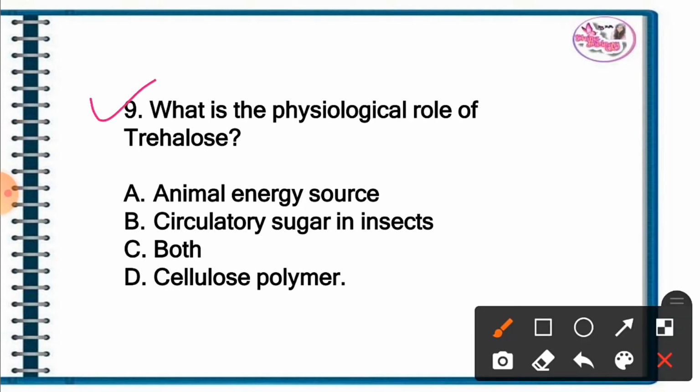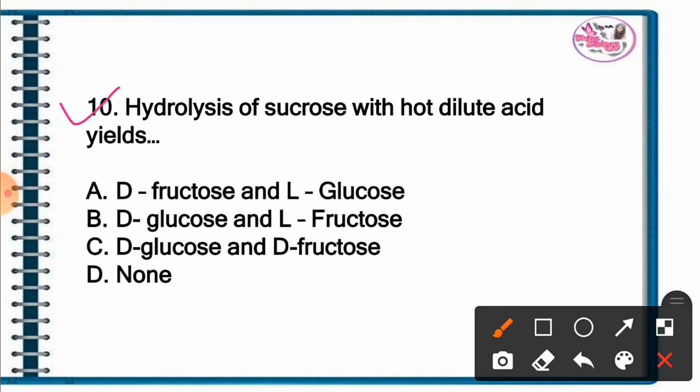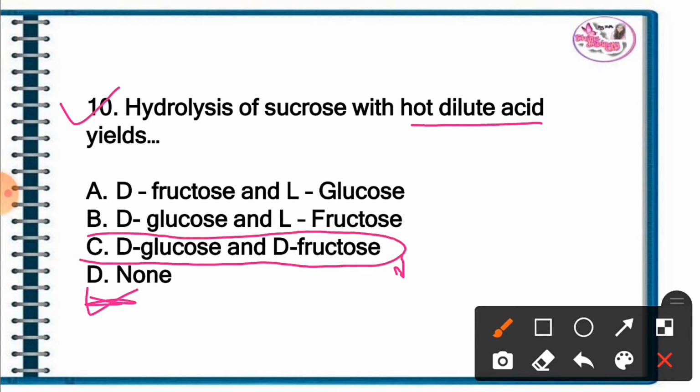Question 9. What is the physiological role of trehalose? The correct answer is option B. Circulatory sugar in insects. Question 10. Hydrolysis of sucrose with hot dilute acid yields. The answer is option D. None. Hydrolysis of sucrose with hot dilute acid yields option C. D-glucose and D-fructose.